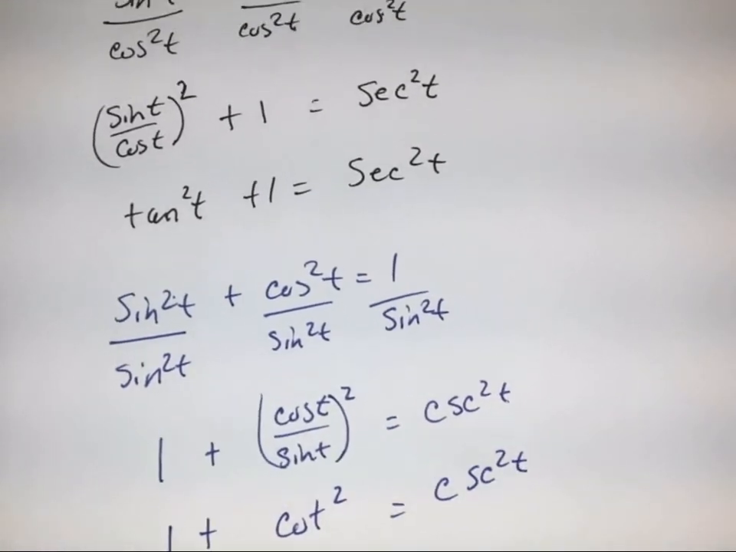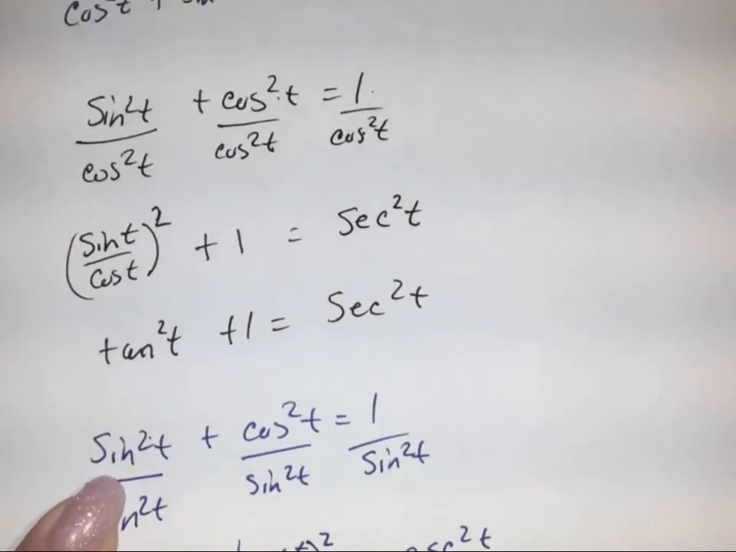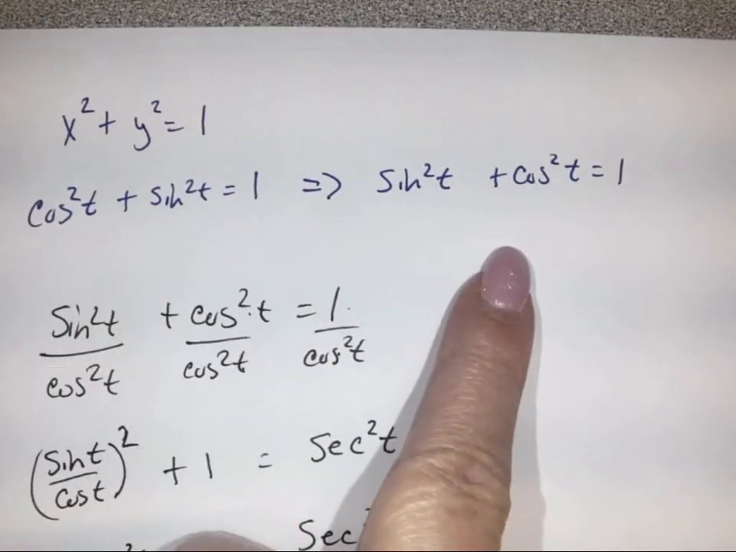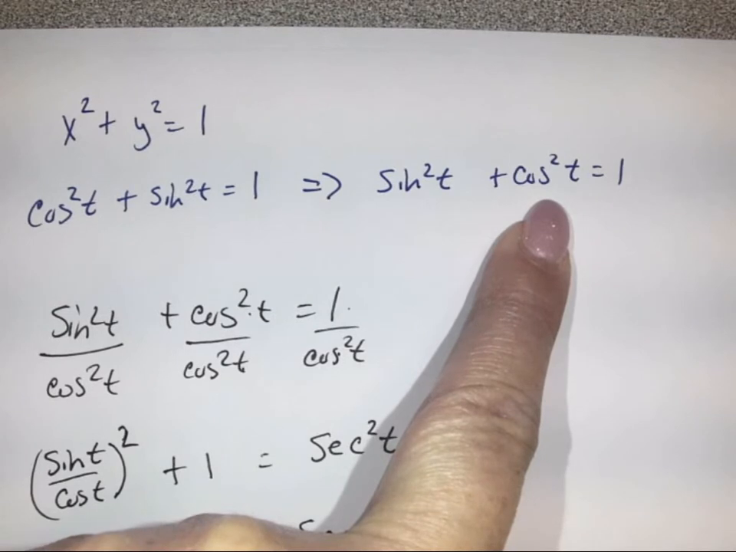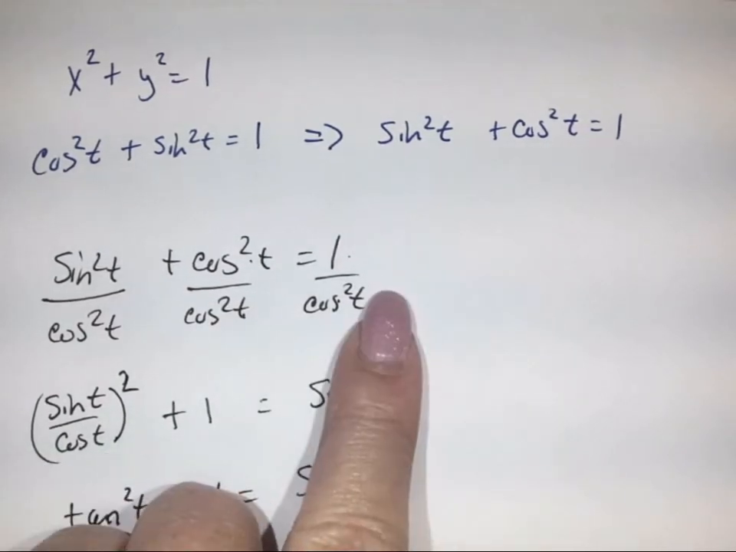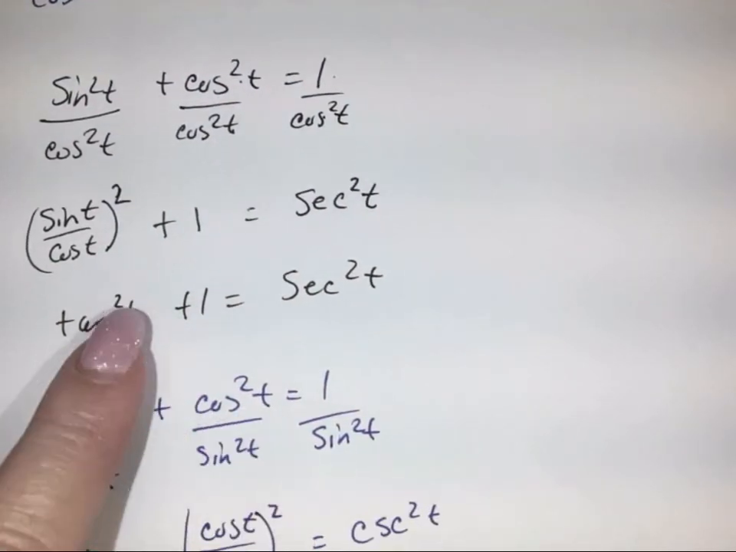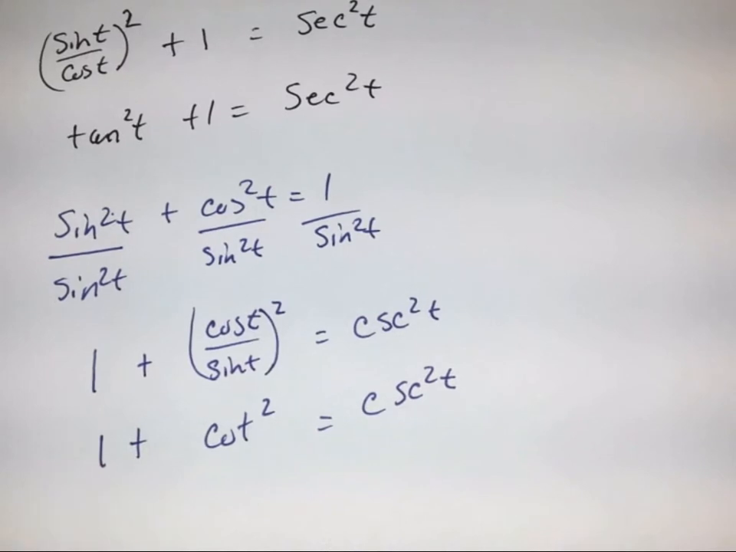So you only need to know that first identity of sine squared plus cosine squared t equal to 1, because you can just divide by cosine squared and sine squared to get the other two. That's a really cool thing about that: just dividing by cosine and sine, we get to where we need to be.